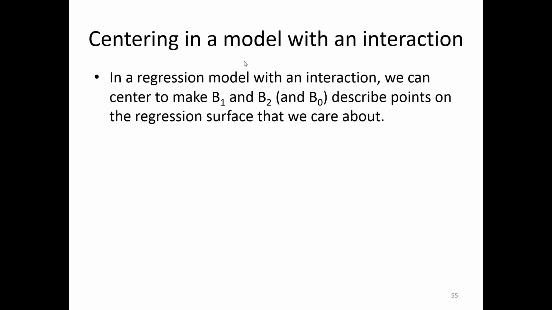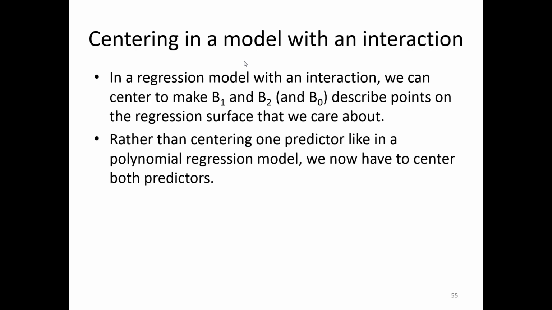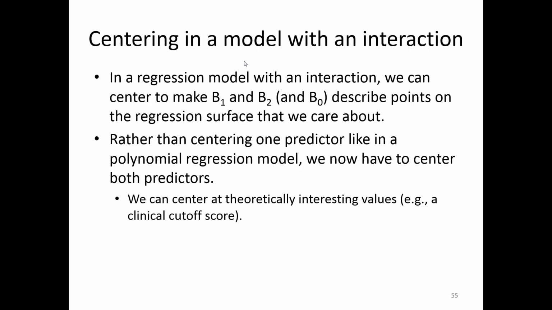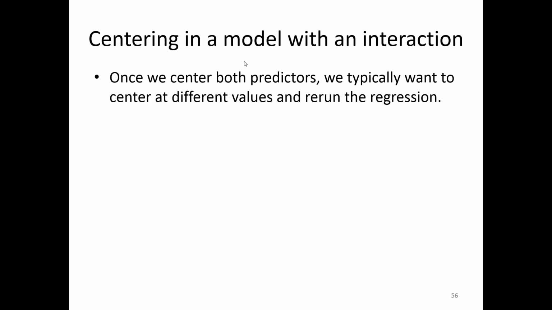In a regression model with an interaction, we center to make B1 and B2, and of course also the intercept B0, describe points on the regression curve that we actually care about. Rather than centering one predictor like in a polynomial regression, we now have to center both predictors. We can center at theoretically interesting values like a clinical cutoff score, or by default a lot of times we just choose to center at the mean. Once we center both predictors, we typically want to center at different values for just one of the predictors and then rerun the regression.